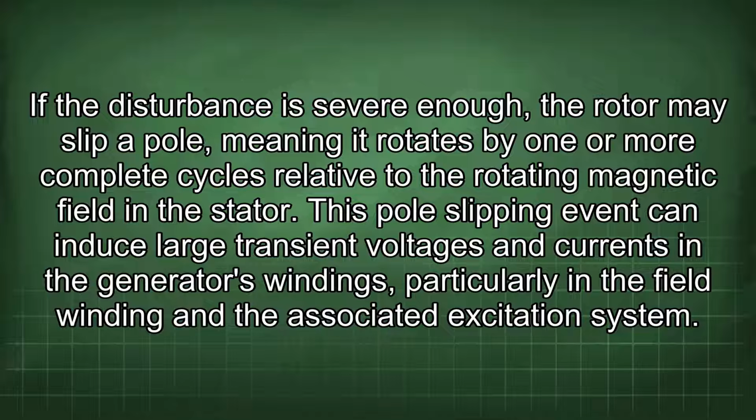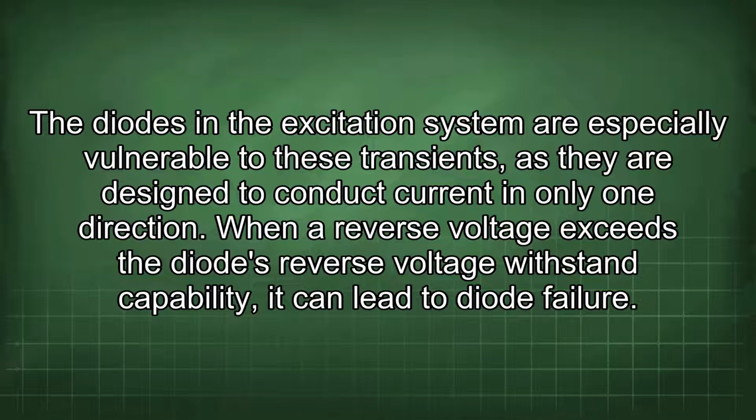This pole slipping event can induce large transient voltages and currents in the generator's windings, particularly in the field winding and the associated excitation system. The diodes in the excitation system are especially vulnerable to these transients, as they are designed to conduct current in only one direction. When a reverse voltage exceeds the diode's reverse voltage withstand capability, it can lead to diode failure.